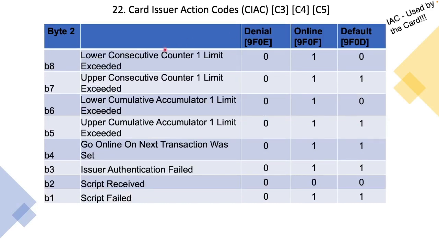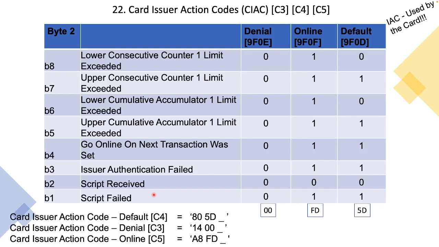Byte 2 talks about lower consecutive counted, so velocity limits, lower and upper, cumulative transaction amount limits, lower and upper. There's a flag on the card that says go online on that transaction. So you have to set, what would you like to do? Try to go online, and if you can't, then decline the transaction. If issuer authentication failed in the last transaction, if a script was received, if a script failed in the last transaction, how would you like the card to behave? Right? Roll it up to the hex value, and we've now populated byte 2.